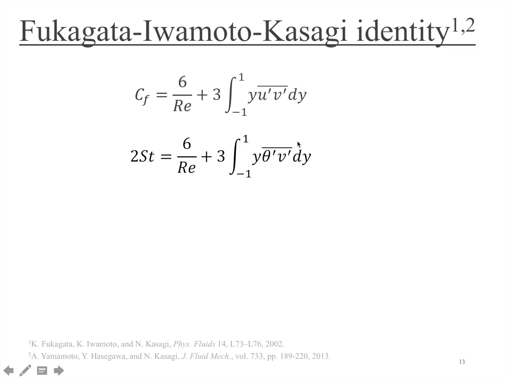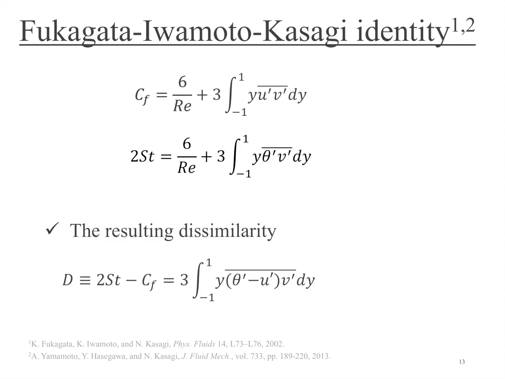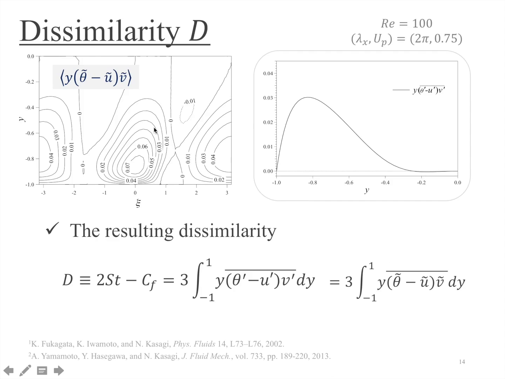The difference between these two quantities, termed dissimilarity, is given by the difference between the y-weighted scalar heat flux and Reynolds shear stress. And in terms of the coherent components, we can write it like this. So what we are interested in is the correlation between theta tilde minus U tilde and V tilde. The plot of this quantity in the psi-y coordinate is shown here, which on averaging along the streamwise direction psi gives the wall normal distribution of the dissimilarity D. And as you can see, maximum dissimilarity is observed very close to the wall, between y equal to minus 1 and y equal to minus 0.4.